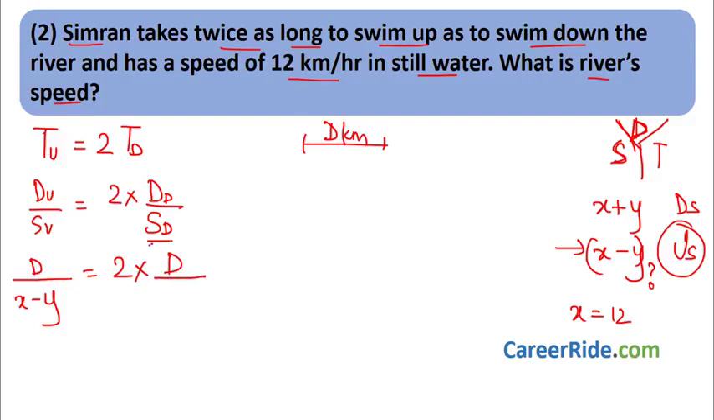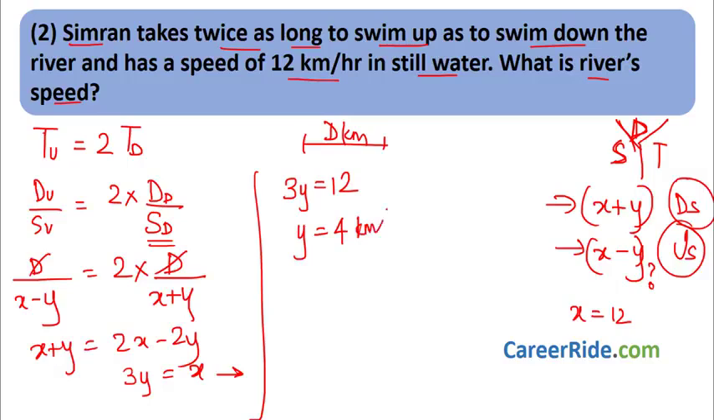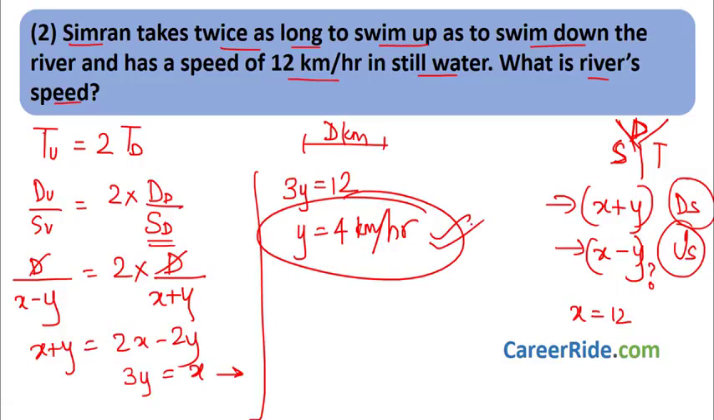What is the downstream speed? That is nothing but x plus y. So we'll write x plus y. So this d gets cancelled. What do we get? x plus y equal to 2x minus 2y. Correct? So what do we get over here? 3y equal to 2x minus x, which is nothing but x, and the value of x is 12, that we know. So let's solve. 3y equal to 12, y equal to 4 kilometers per hour. The speed of the river is 4 kilometers per hour. See how easily we got the answer.